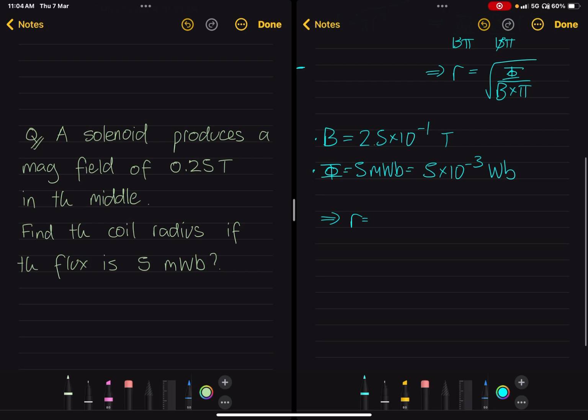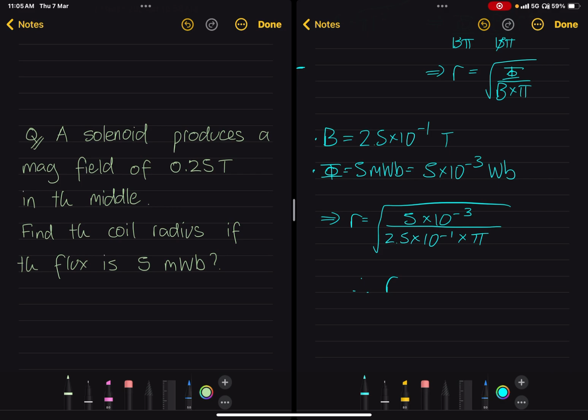This tells us the radius is the square root of 5 times 10 to the minus 3 divided by 2.5 times 10 to the minus 1 times pi. So we're going to put this in our calculator. Be very careful to put this in the calculator correctly. Make sure you have all the negatives in the right places. 5 times 10 to the power of minus 3 divided by 2.5 times 10 to the minus 1 times pi.